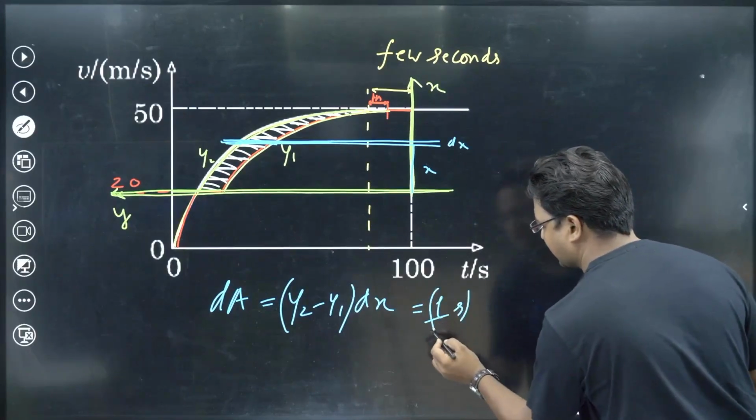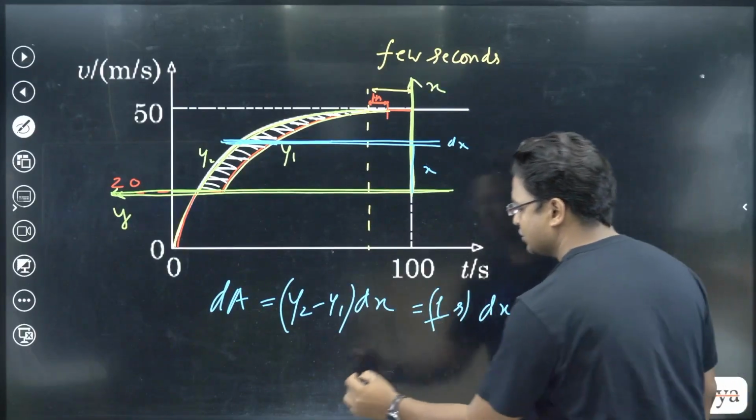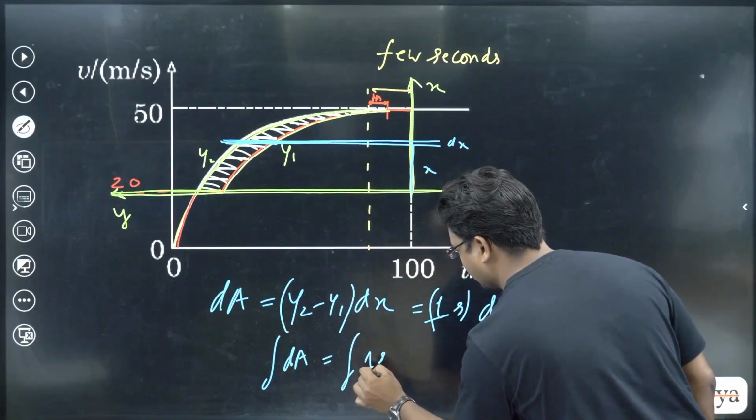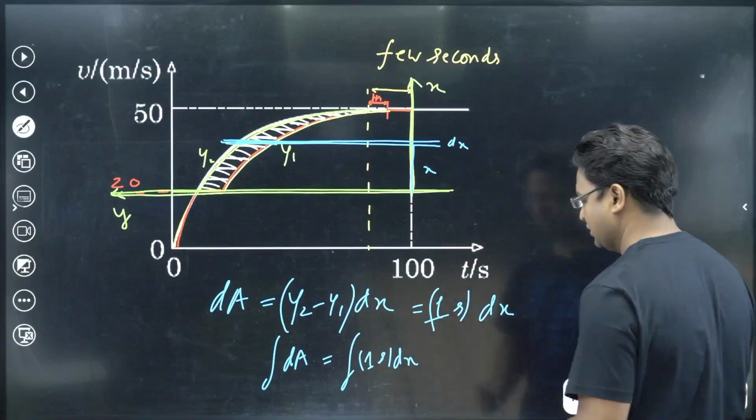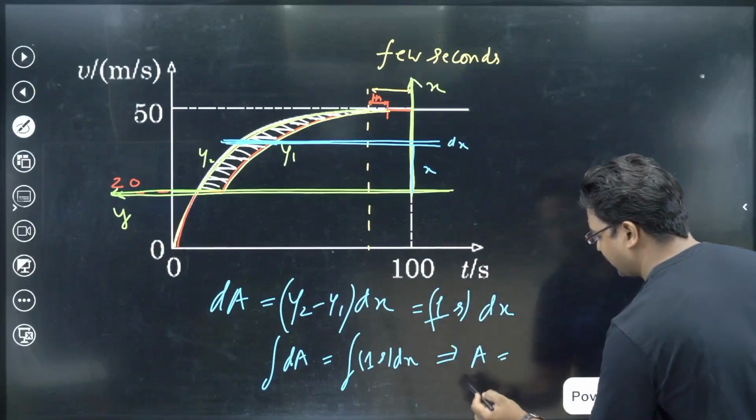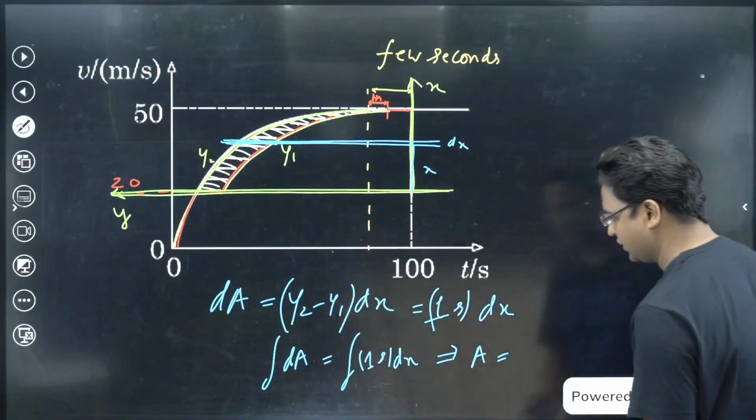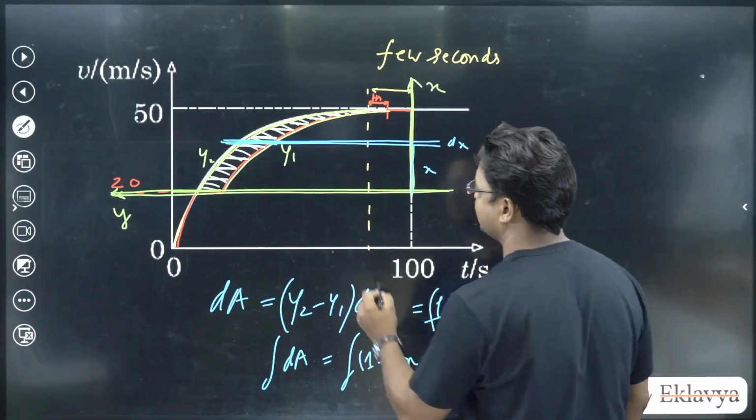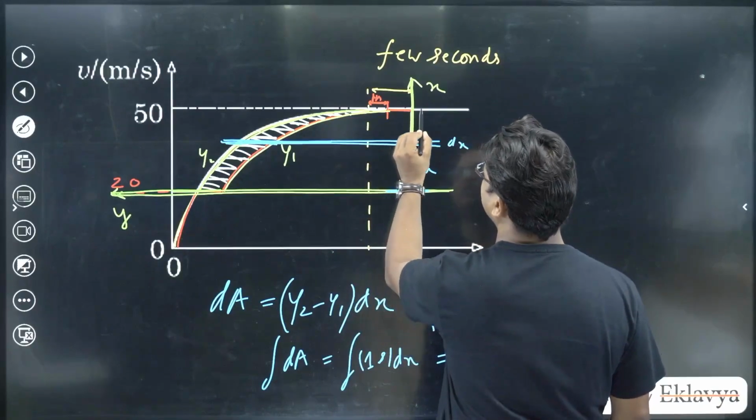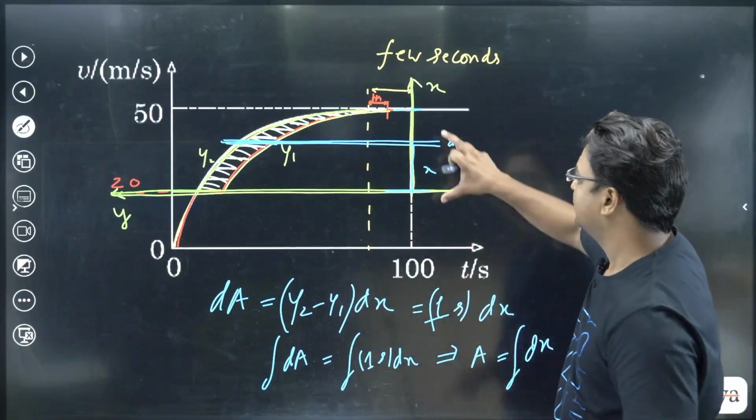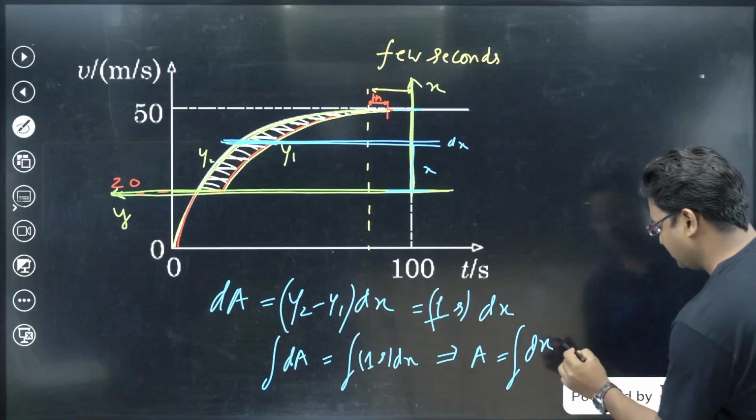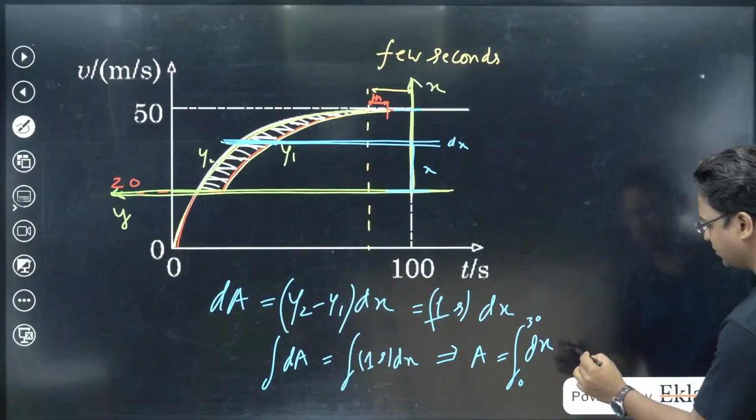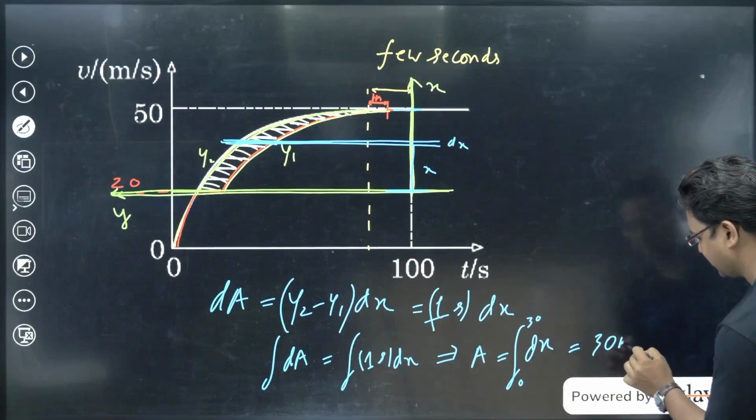It's always 1 second. So multiply it with dx. So integrate to get this area, the integration of dx. This means that the area we are looking for is the integration of dx as x changes from this value to this value. So this difference is what? 30. You can write 0 to 30, you can also write 20 to 30, 50 also. So basically the area is 30 meter.